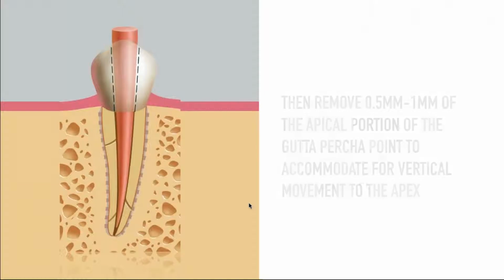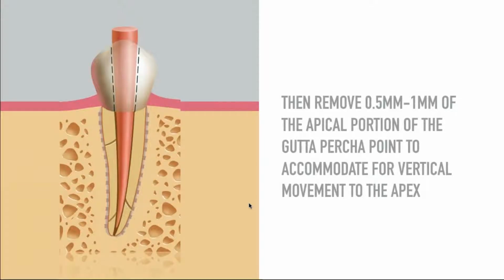Now, what I like to do also is to accommodate for the vertical movement of the gutta-percha, because remember, we're going to be condensing this vertically. And because we're going to be using sealer and because we're going to be warming up that gutta-percha, we will get some vertical movement of that gutta-percha to cork that apex. So in order to accommodate for that, I want to remove about 0.5 to 1 millimeter of my apical portion. I fit it to length, and then I cut back 0.5 to 1 millimeter.